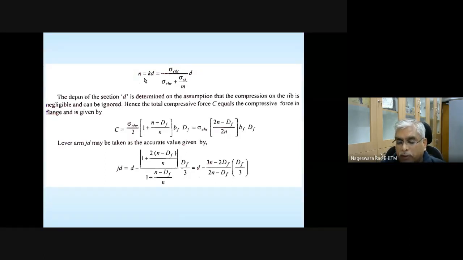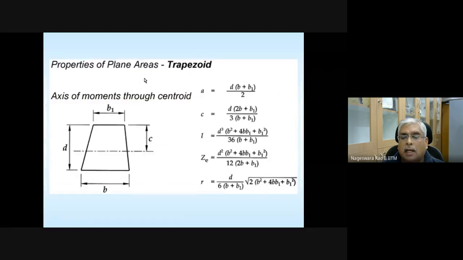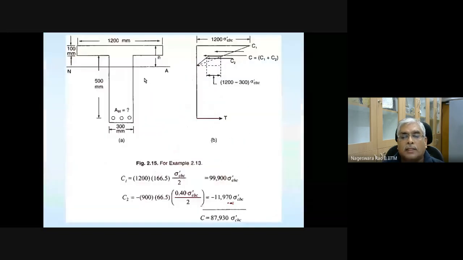Before we proceed further, let me ask you to take a note of this. You don't need to take a note of these dimensions and other things. At least take a note of this figure, a T beam, and also the stress diagram, the compressive force diagram, and the T section, assuming the neutral axis to fall in the web region.